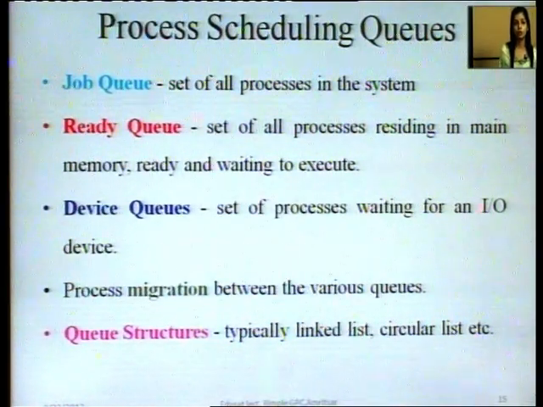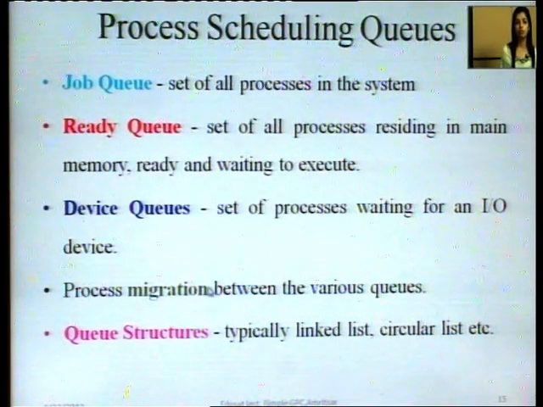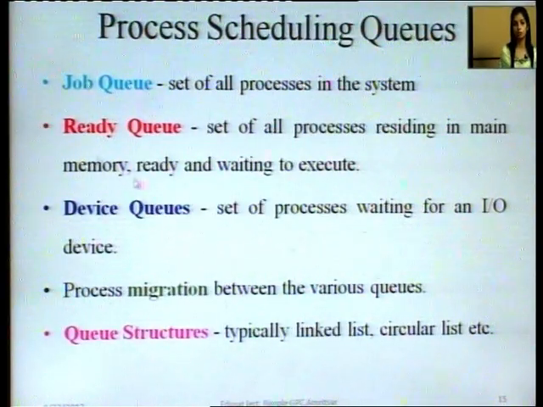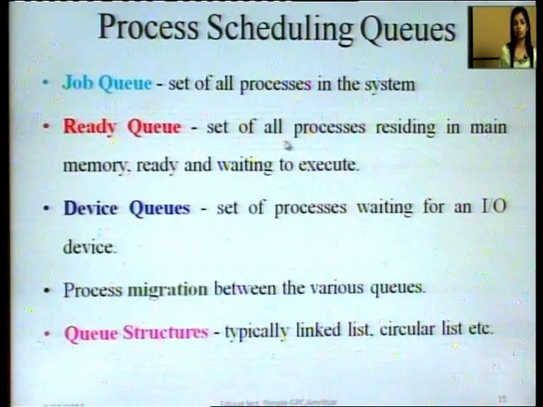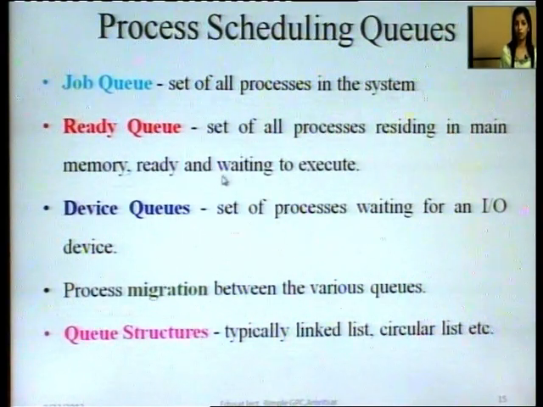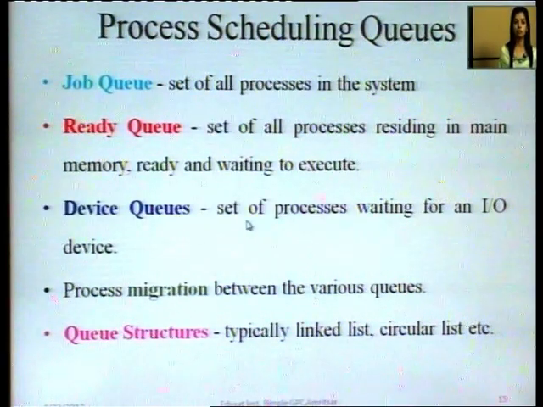Then process scheduling queues. There are 5 scheduling queues. First is the job queue, where all the processes are waiting for CPU time. Ready queue, where the set of all processes residing in the main memory are ready and waiting for execution. Device queue, where a process is waiting for input output device time.